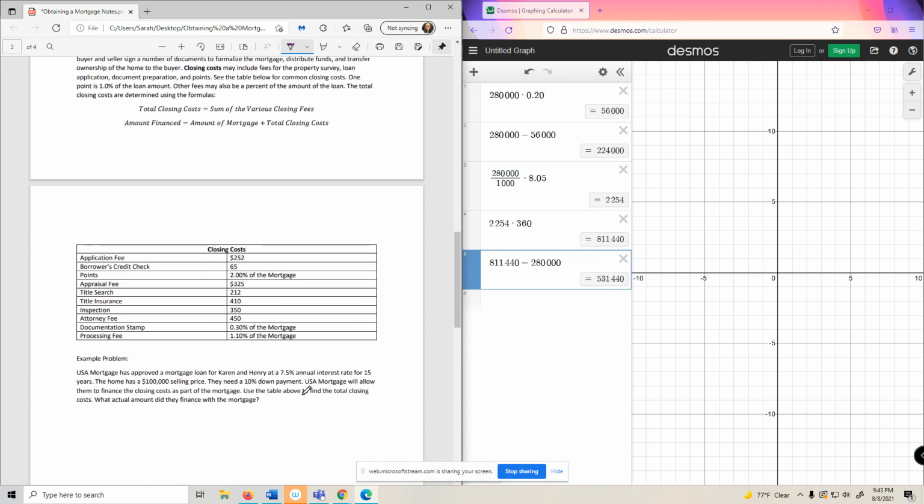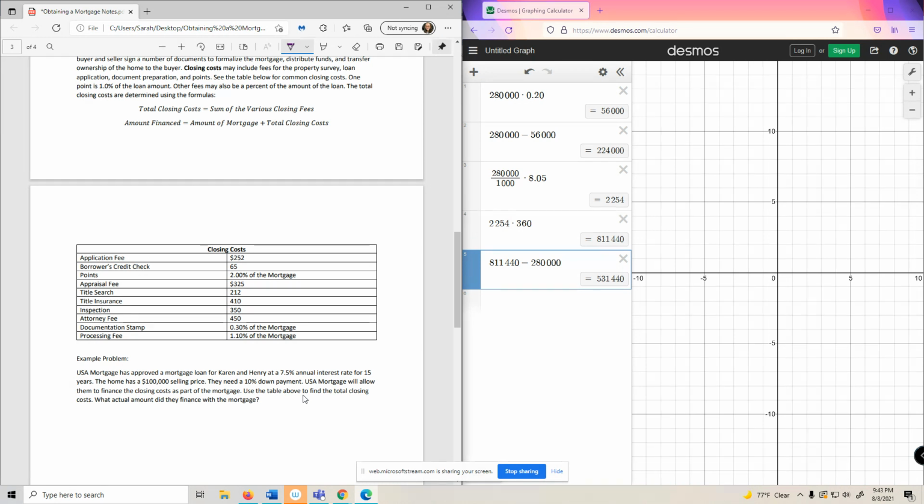When you buy a house, there are closing costs associated with it. Some of those costs are flat fees. Some of those costs are based on a percentage of the mortgage cost. So we will be using this table here to help us with that.